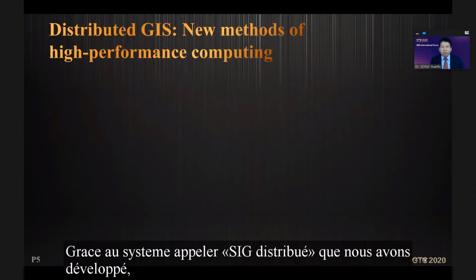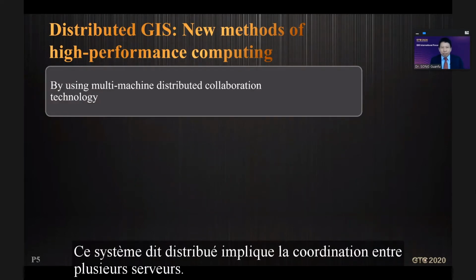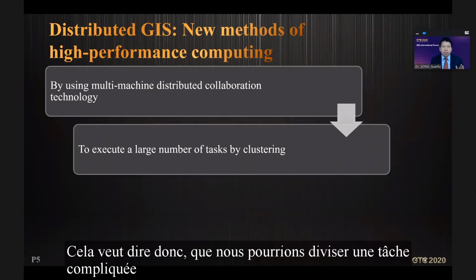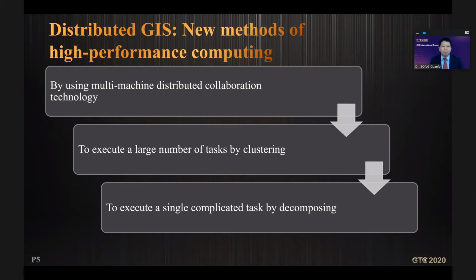The so-called distributed GIS refers to using multi-machine distributed collaboration technology to execute a large number of tasks by clustering, or to split a single complicated task into several subtasks, which can be executed by several machines at the same time.